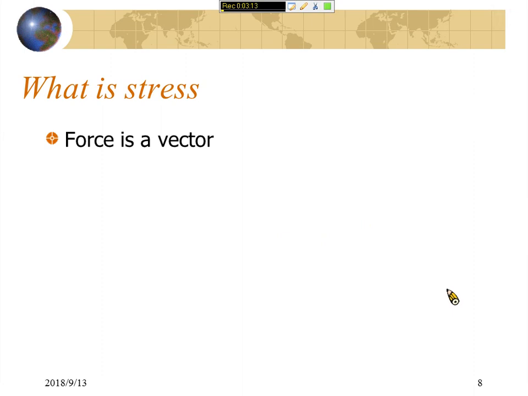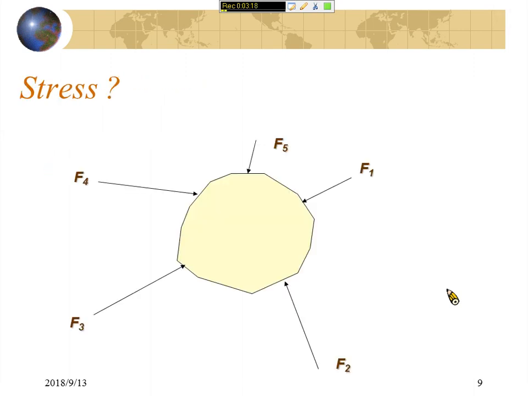So as you may know, the force will be a vector, but the stress will be a tensor. For example, if you have a particle, then you will have 5 forces acting on this particle, and it attained some force equilibrium state. You can describe these 5 forces using vector. But if you want to define the stresses within this particle, then it will be difficult to define it via vector.